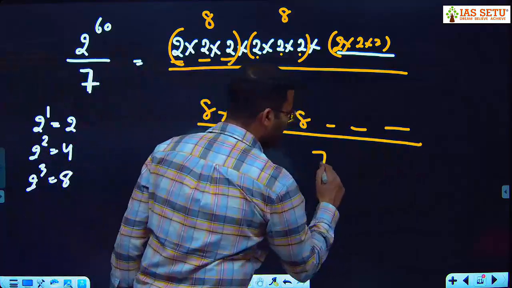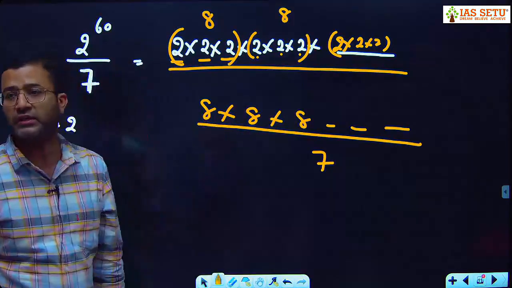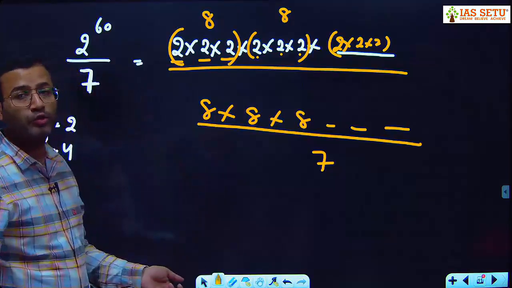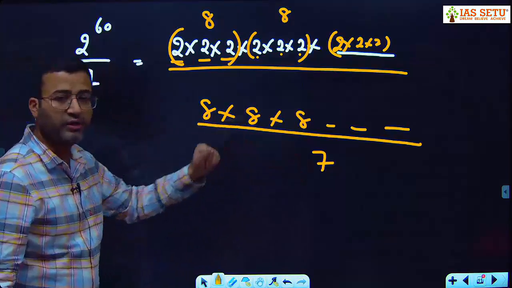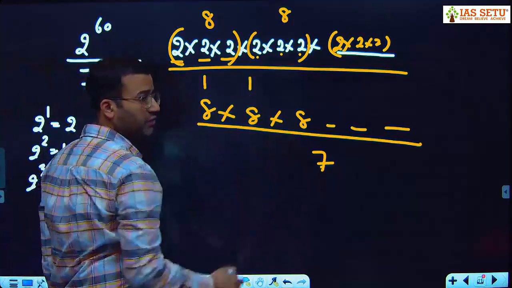Divided by 7. Here also you think you can multiply 8 twenty times. It is difficult. But we are looking for remainder. You use remainder theorem 2 here. This 8 with respect to 7 gives remainder 1.